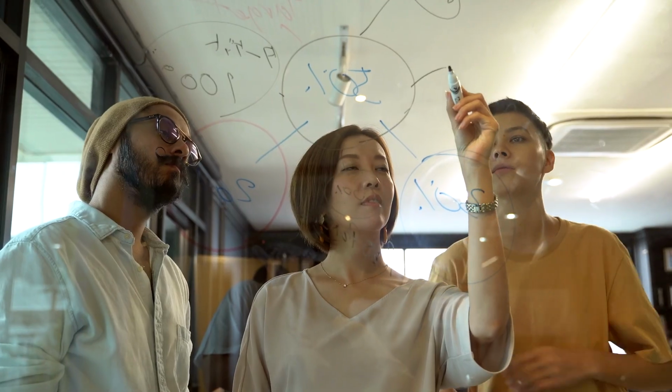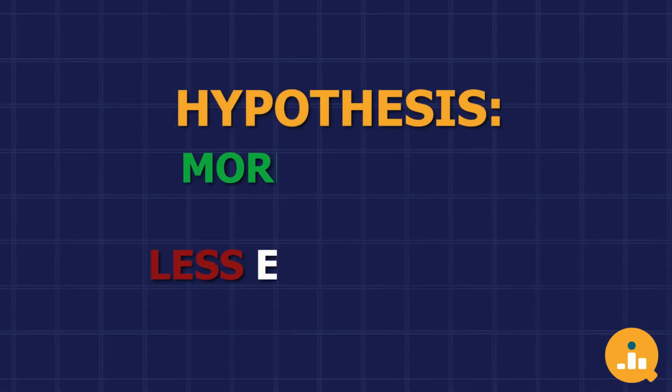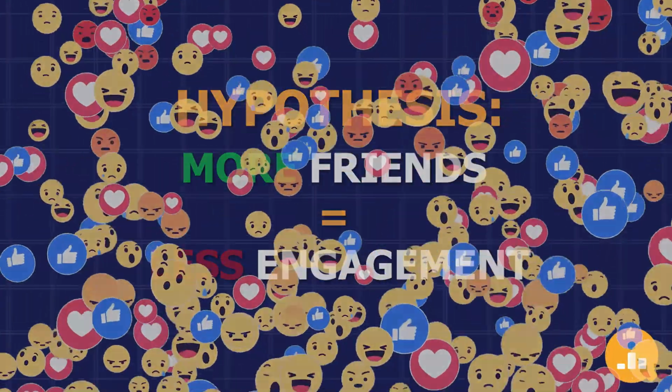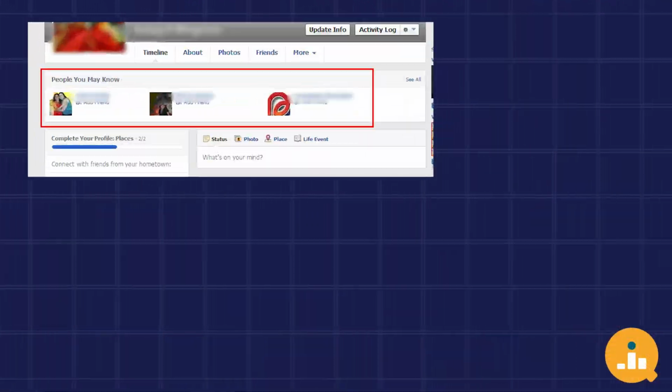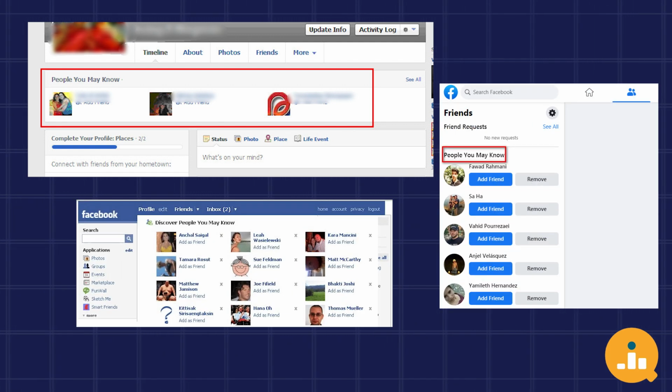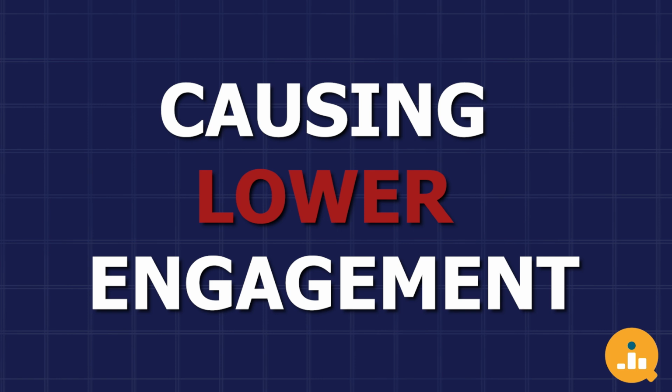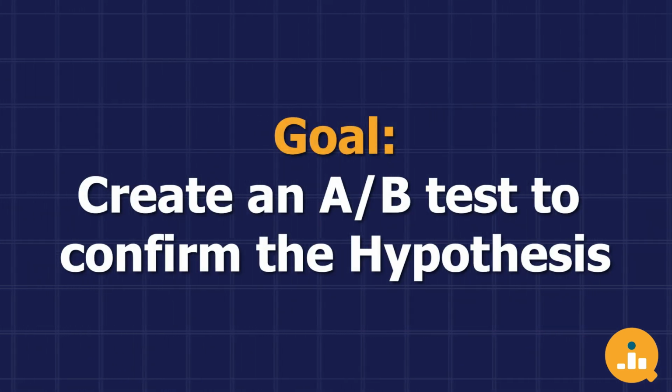Let's say you work at Meta. According to internal research, people with more friends have less engagement. Now, the lead analysts suspect that Facebook's People You May Know feature, a feature where Facebook recommends you non-friends, causes this reduction in engagement. As part of solving this problem, you have to design an A/B test to confirm.